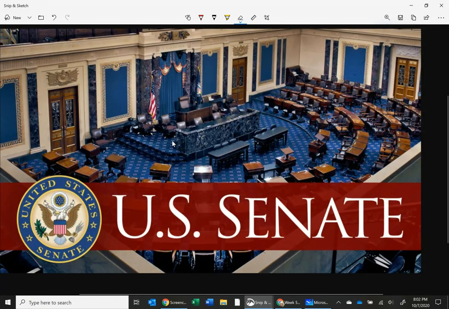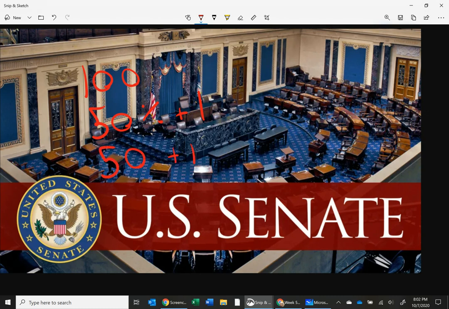In the Senate, it's fairly simple because if you remember, there's 100 senators in the Senate. Okay, so in that Senate, we've got 100. Well, 50% plus one to pass a bill. Well, 50% of 100, of course, is 50, and then plus one. So you need 51 votes to pass something through the Senate.